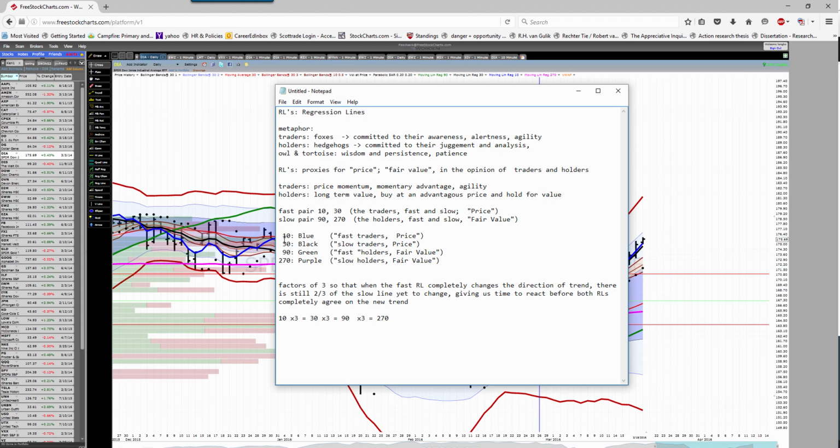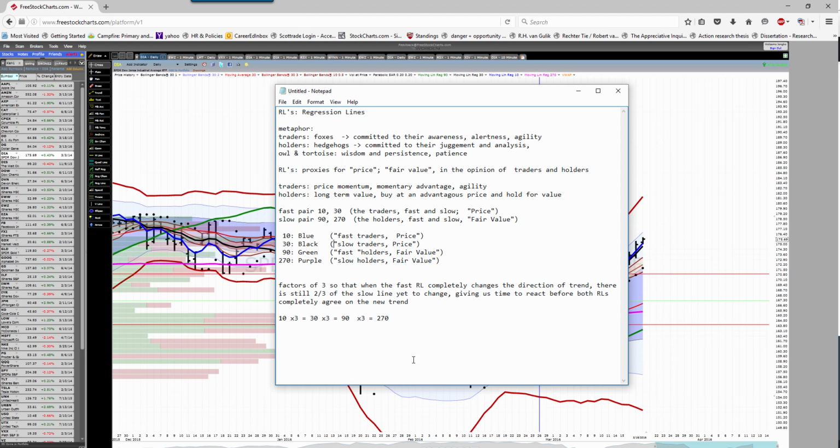Our standard description practice is going to be the 10 regression line. We always color code blue, and that's the fast trader's price. And the 30 period regression line is black. That's the slow trader's price. The 90 period regression line is green. That's the fast holder's fair value. And the 270 regression line is coded purple. That's the slow holder's fair value.